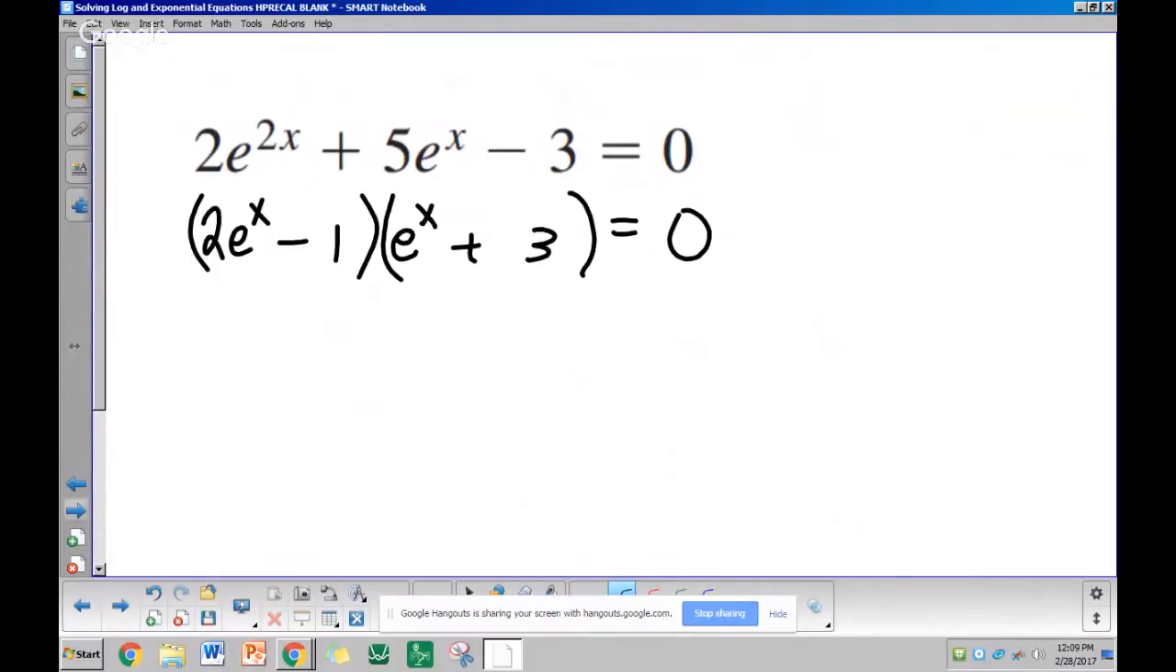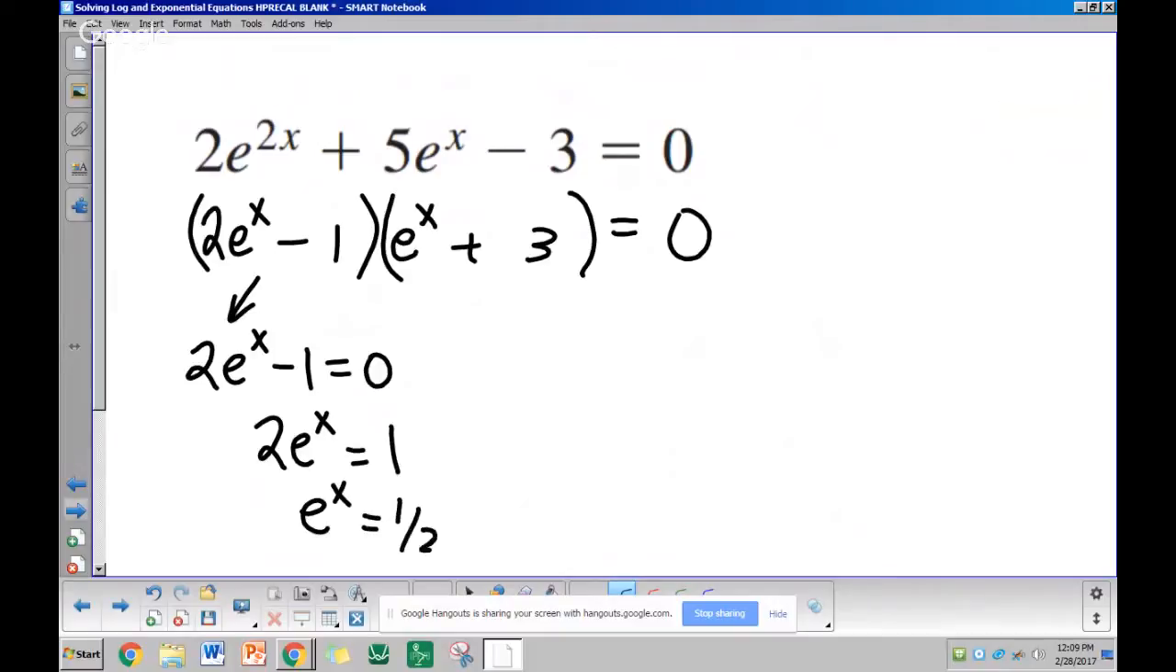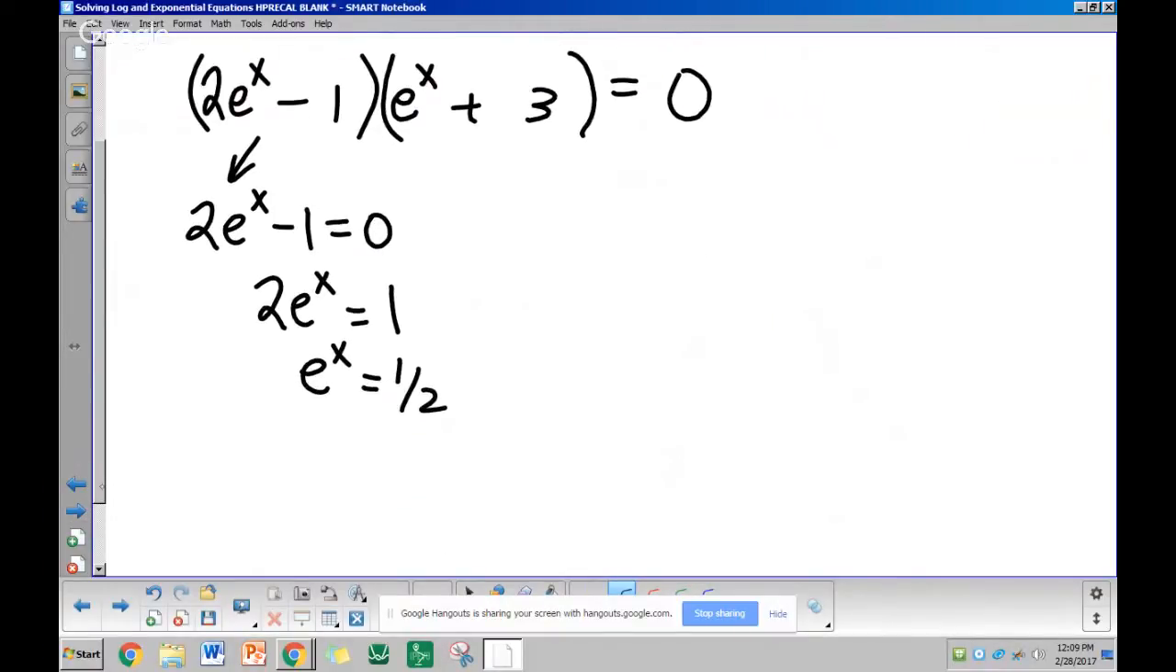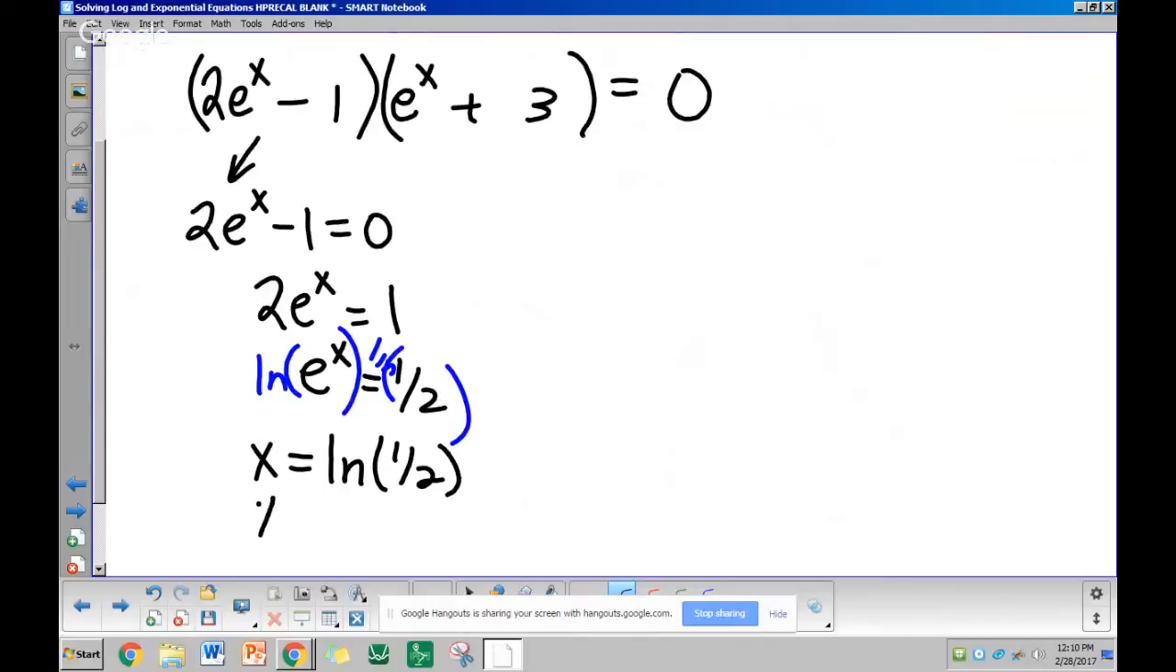Okay, gotcha. All right, so let's talk about this one. This is 2 e to the x minus 1 equals 0. 2 e to the x equals 1. E to the x equals 1/2. How do we solve that? Natural log, so we're going to say natural log of this, natural log of this. X equals the natural log of 1/2, which you could expand and say natural log of 1 minus natural log of 2.